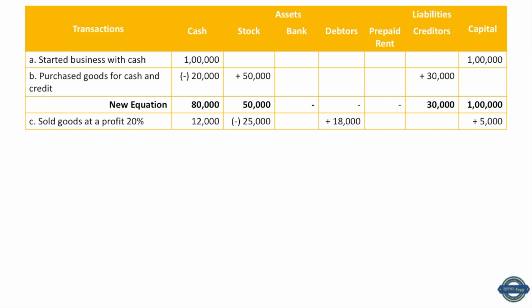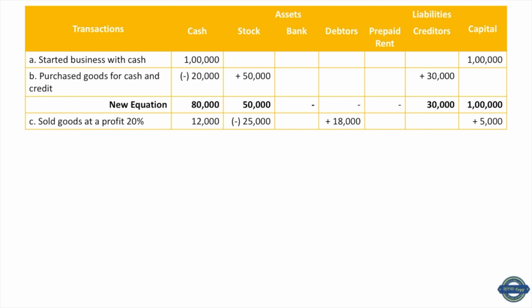Sold goods at a profit of 20%. He sold goods that were costing rupees 25,000 and he sold at a profit of 20%. Since the goods costed rupees 25,000, he will deduct 25,000 under the stock column, and this was sold at a profit of 20%. 20% of rupees 25,000, that is on cost, it will be 5,000. So we are going to add rupees 5,000 as all the income and profits and gains are added in the capital column.